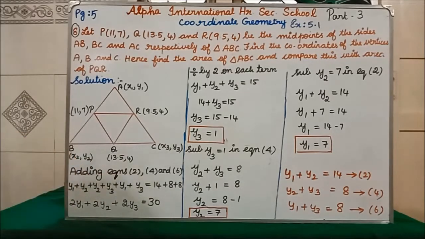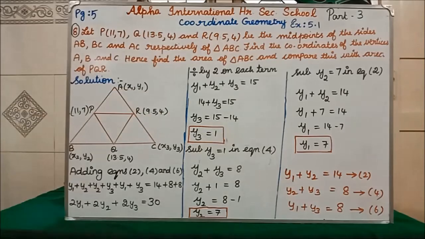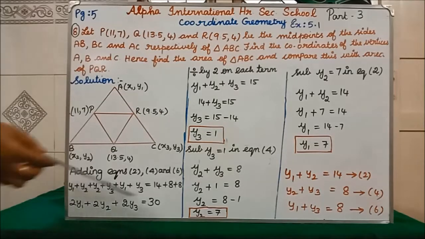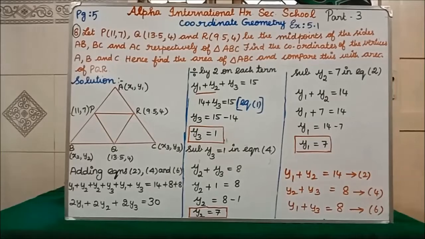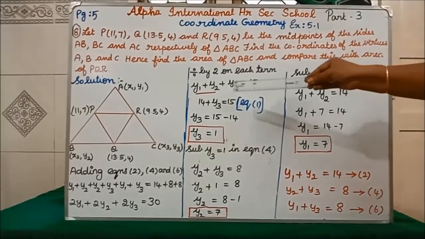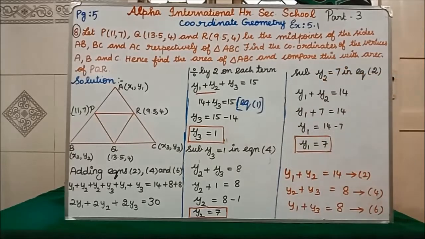Each term we are going to divide by 2. See, divide by 2 on each term. y1 plus y2 plus y3 equal to 15. So we all know y1 plus y2 is equal to 14, isn't it? We are having y1 plus y2 equal to 14, isn't it? So in the place of y1 plus y2 we are going to put 14. Then y3 equal to 15 we are going to write.